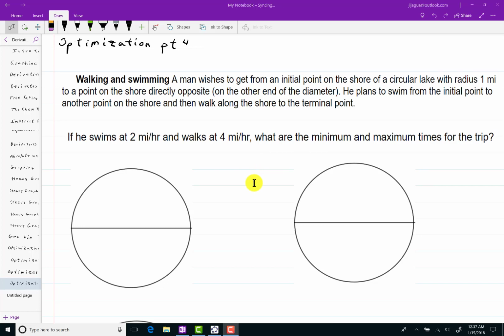So what I'm about to do is pretty similar to what everybody else does when they try to solve these things. We usually label this here something like B for the beginning and then E for the end, meaning they're on a diameter. This is a total of 2 miles across here. And then he's going to take some of this and swim to a certain point on the shore, and then from there on out he's going to walk. So we've got the swimming part, and then we have the walking part.